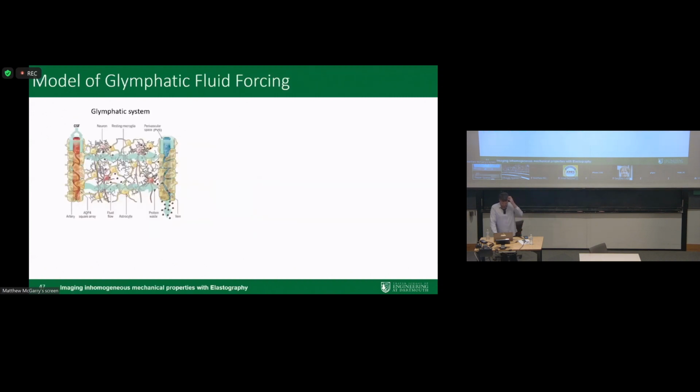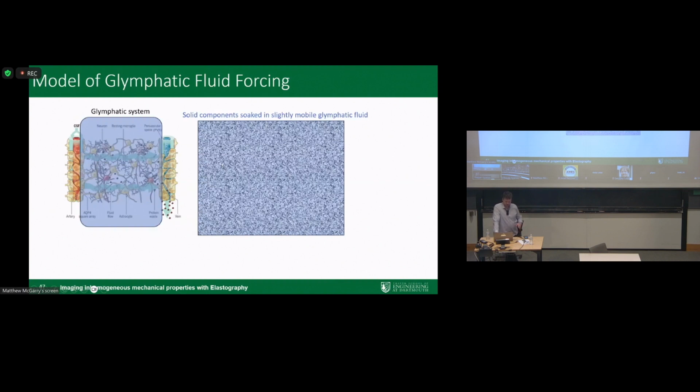So if we want to talk about how this pulsatile motion forces glymphatic fluid around, we can go back to our model of the glymphatic system. So in this model, CSF or glymphatic fluid flows down the periarterial spaces, so the spaces around the arteries, and then gradually oozes its way through the tissue and then drains back out along spaces along the veins.